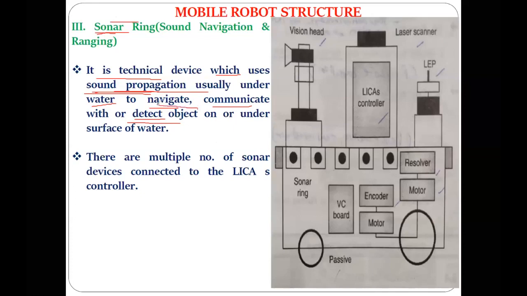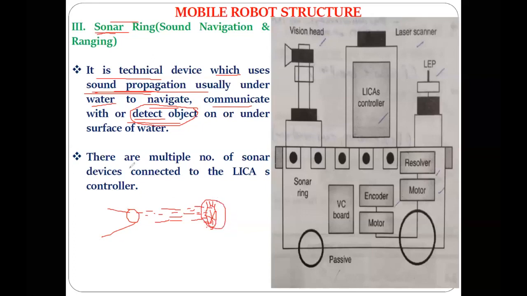For the purpose of what? Detection of the object. Sound propagation means what? If there is some particular object, with the help of sound propagation some rays are released, and if there is some object somewhere in the water or in the environment, that sound gets stuck with this object, and automatically from that it can be concluded that there is some obstacle, some object there.